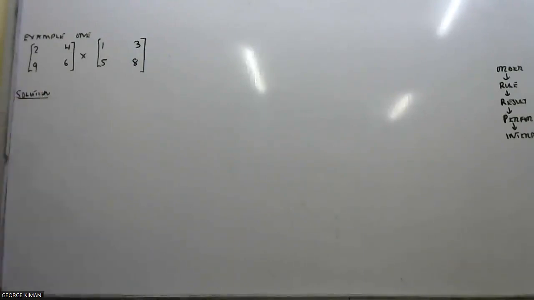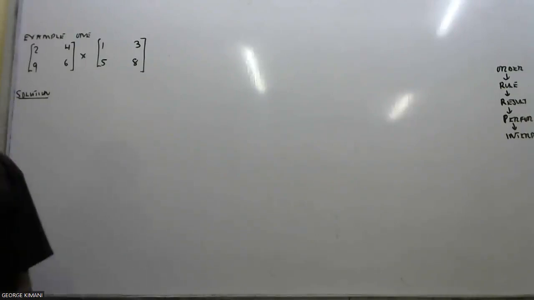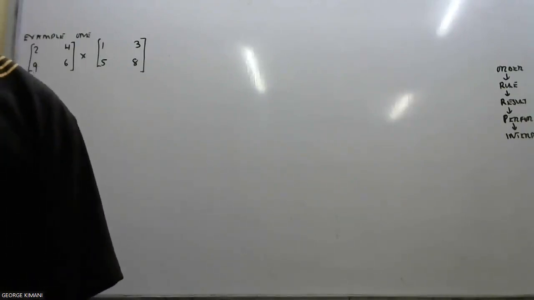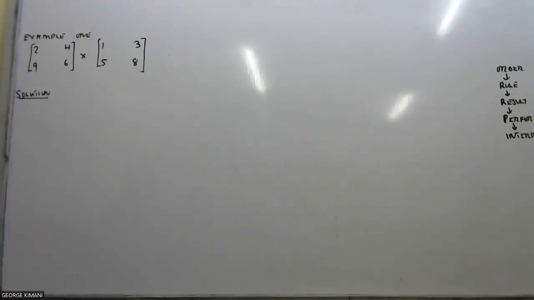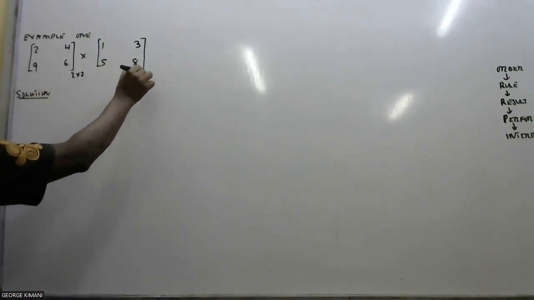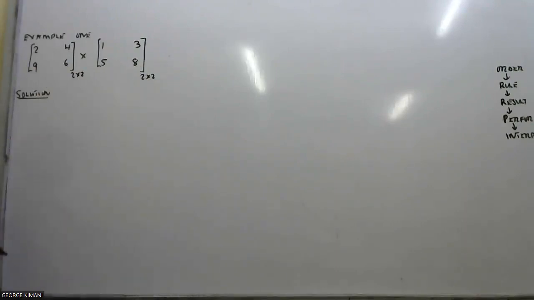Solution. If you're told to multiply matrices, as usual, tumesema you check the order of the matrices. So this is a what? 2 by 2. And these are 2 by 2 also. 2 by 2, 2 by 2.